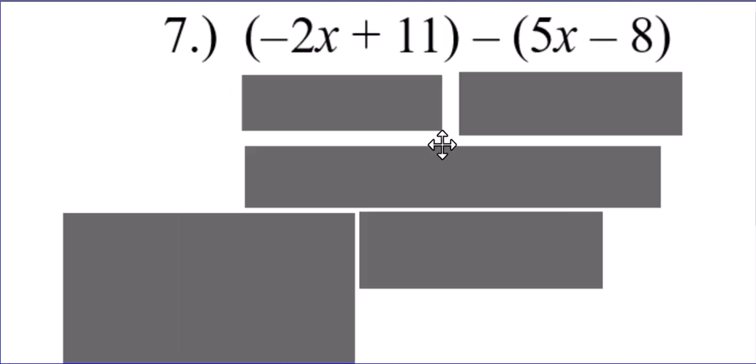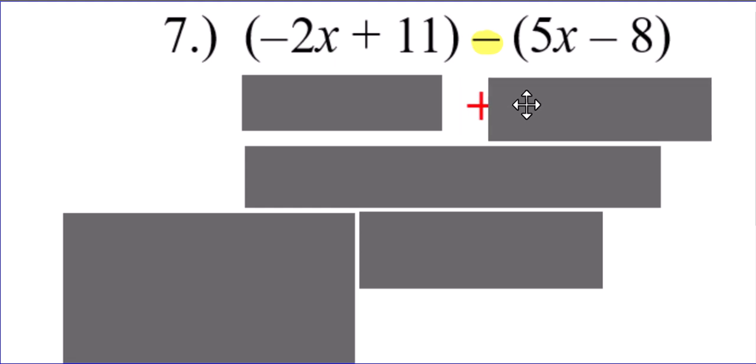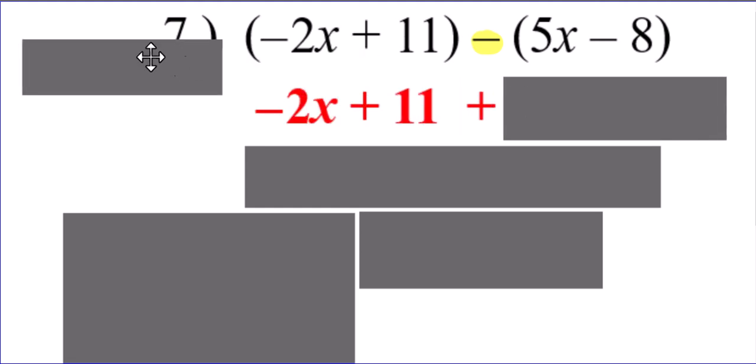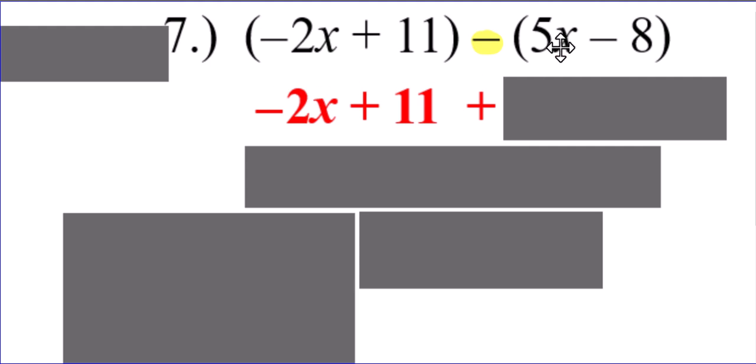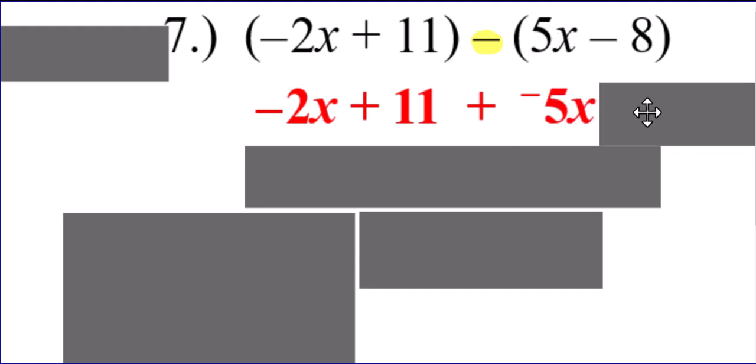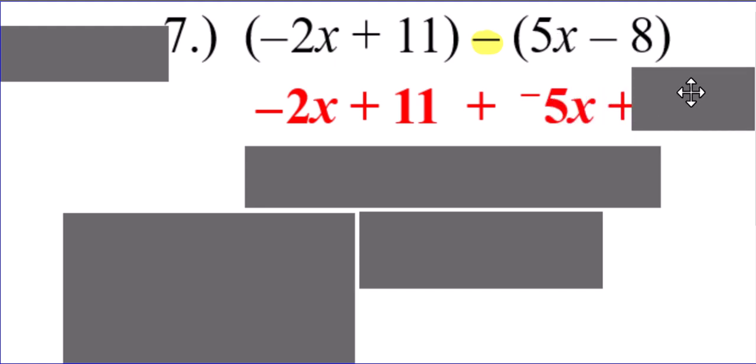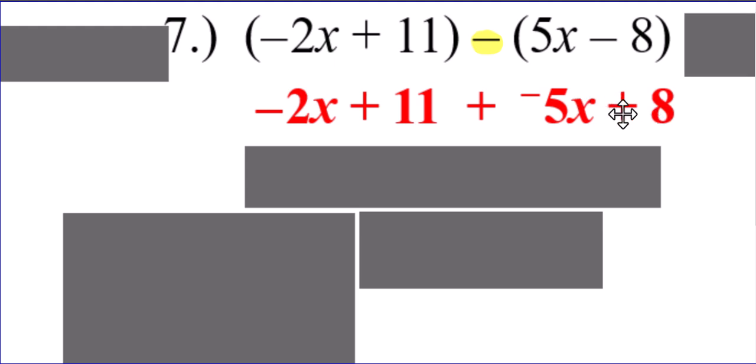Problem number 7. Notice what's in between. This time we have minus. So we are going to have to make this become adding the additive inverse. Now, the expression to the left does not change, but the expression to the right, that one does become its additive inverse. So this will become negative 5x, and instead of minus 8, it will become plus 8.